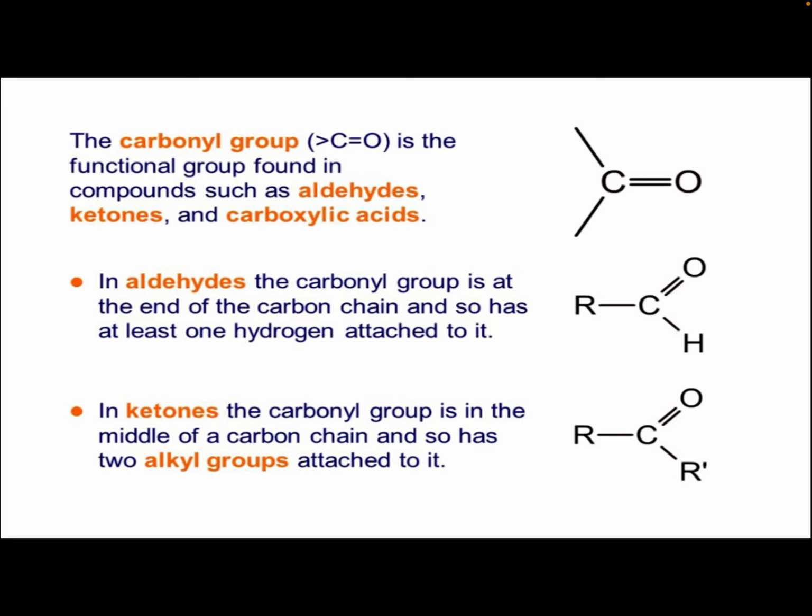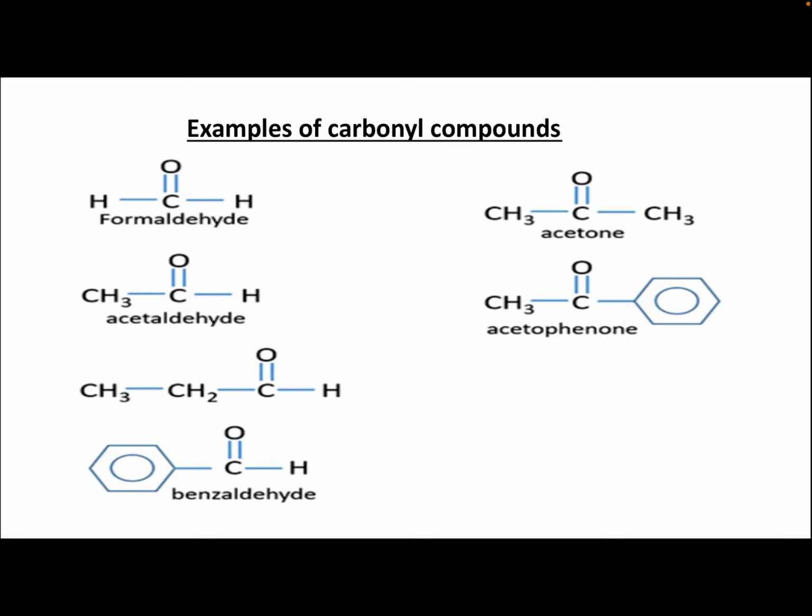In an aldehyde, the carbonyl group is at the end of the carbon chain and so has at least one hydrogen attached to it. So, in aldehydes, one substituent is hydrogen and one is an alkyl group on the carbonyl group. If both are R groups, then it is known as a ketone. If one is H and one is R, then it is an aldehyde. If both are R, alkyl groups, then it is a ketone.